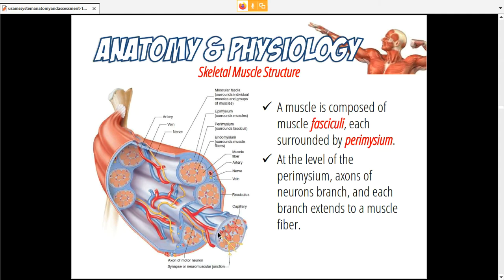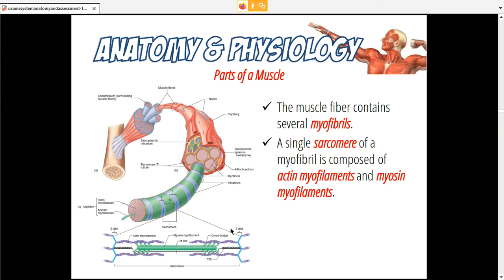If you take one bundle, you can identify individual muscle fibers. Each and every fiber is covered by a layer called endomysium. Remember, the outside layer is epimysium, the bundle is covered by perimysium, and one fiber is covered by endomysium. Three layers, you remember. Then the muscle fiber contains several myofibrils.